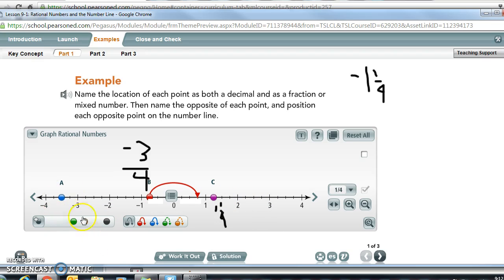Okay. Let's look at this blue dot now. It's somewhere between negative 3 and negative 4. So I know I'll have at least negative 3 and 1/4, negative 3 and 2/4, or negative 3 and 1/2, because 2/4 can simplify down to 1/2. Well, what's the opposite of negative 3 1/2? Positive 3 and 1/2.